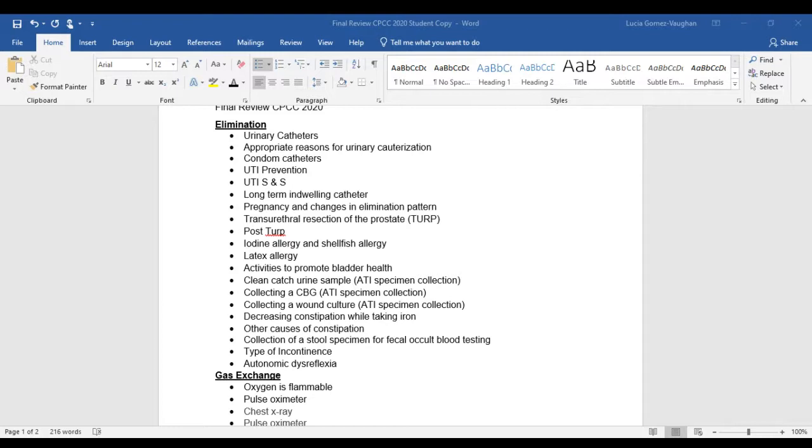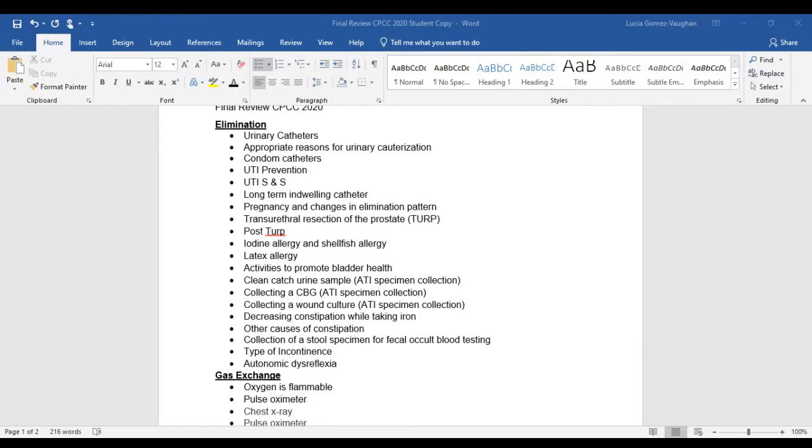Overflow: unexpected leakage of small amounts of urine because of a full bladder. Mixed: usually occurrence of stress and urge incontinence together. Transient: leakage that occurs temporarily because of a situation that will pass. Infection, taking new medications, cold with coughing.